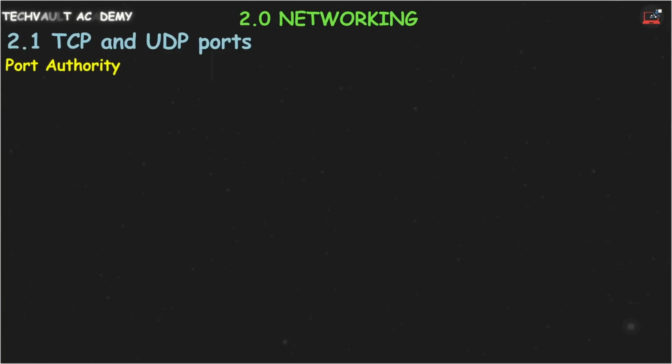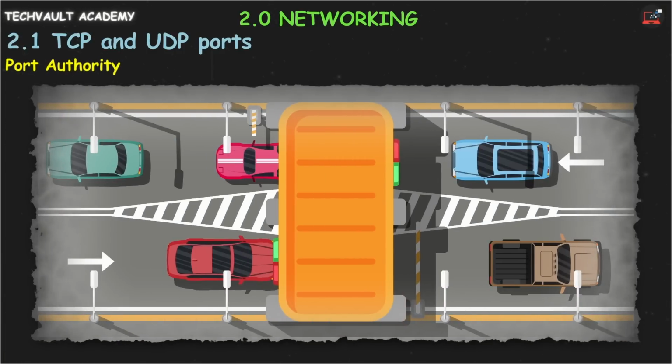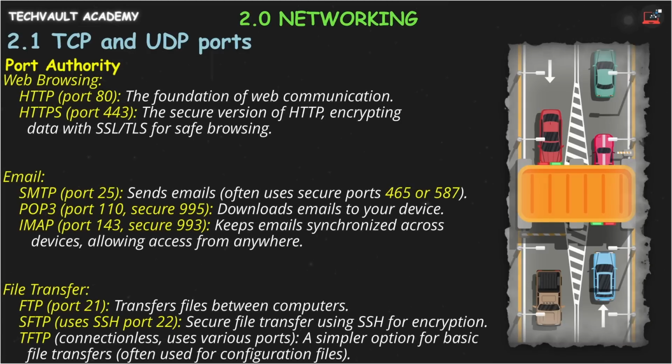Port authority, keeping traffic flowing smoothly. Think of ports as numbered gates that direct incoming and outgoing traffic on a network. Here are some commonly encountered ports and the protocols they work with. Web browsing, HTTP, port 80, the foundation of web communication. HTTPS, port 443. The secure version of HTTP encrypts data with SSL and TLS for safe browsing. Email, SMTP, port 25. Sends emails, often uses secure ports 465 or 587.